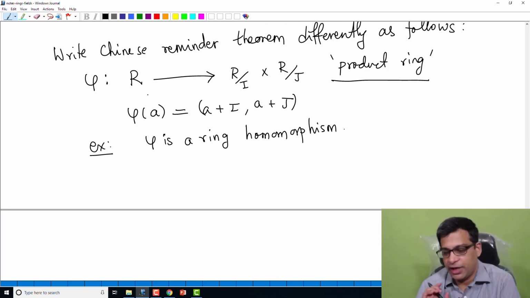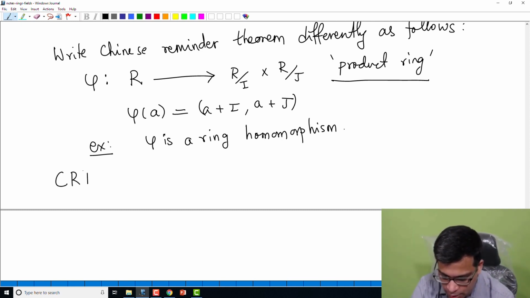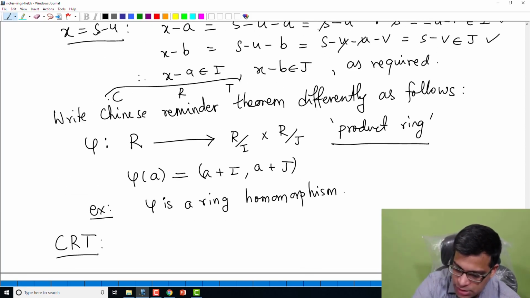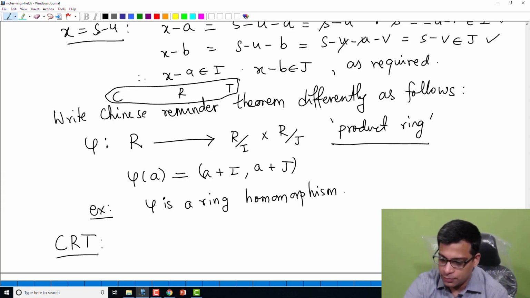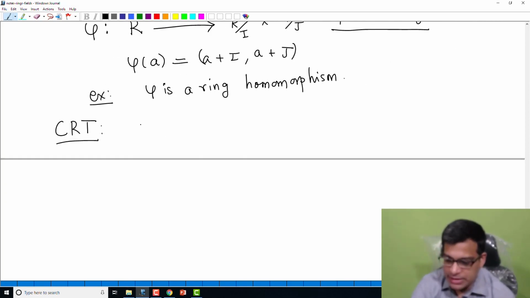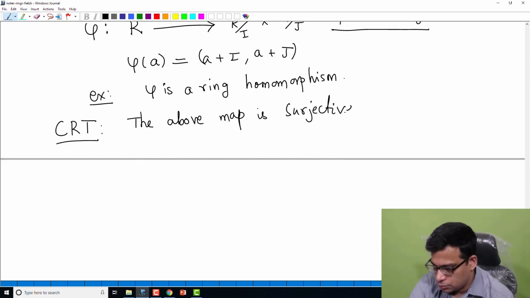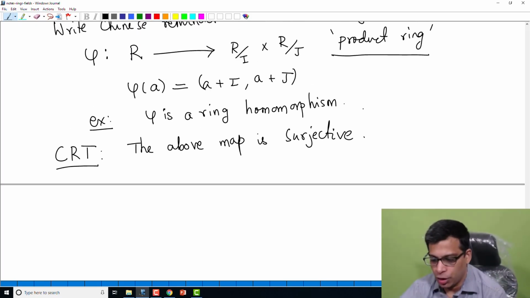Now the Chinese remainder theorem has a very nice formulation which is easy to remember in terms of this homomorphism. Chinese remainder theorem, let's call this CRT. CRT is a standard abbreviation for Chinese remainder theorem. It says that the above map is surjective, which is not clear a priori because you are taking the map from R to R mod I cross R mod J, which sends A to A plus I, A plus J.